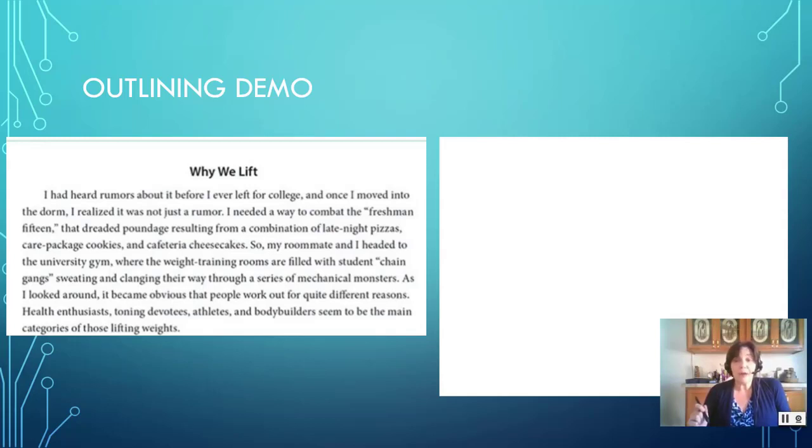should probably, if you have a hard copy of your book, great. If not, don't worry about it. But you might want a piece of paper. So if I read Why We Lift and I try to outline it, what does it look like?